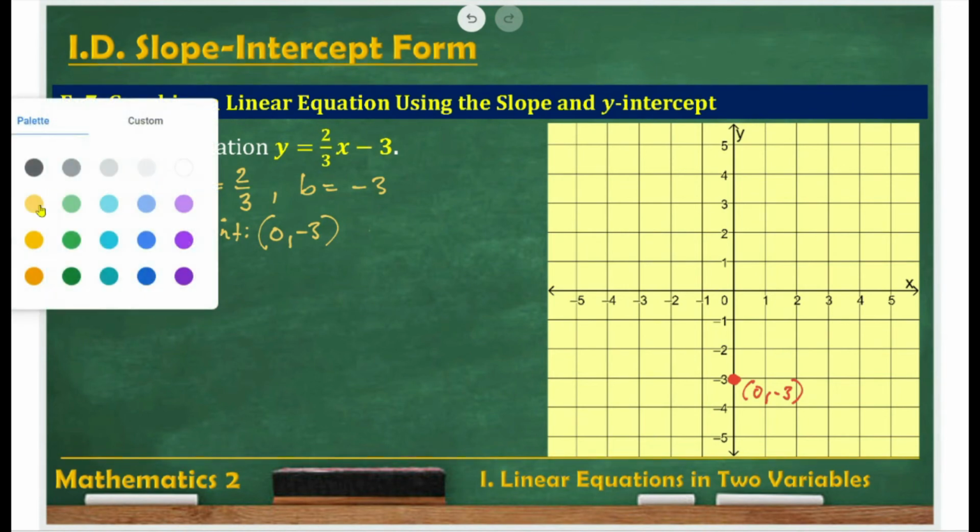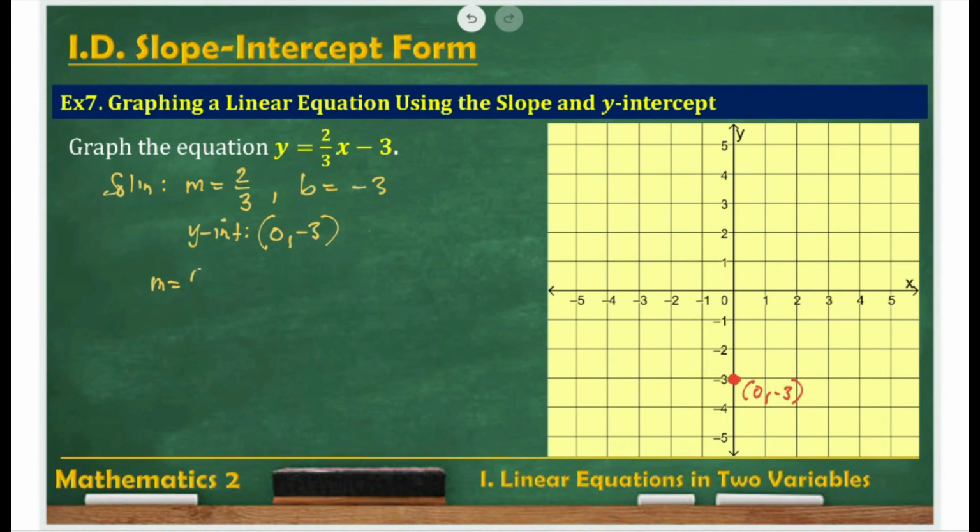To be able to do that, we can make use of the slope and its definition that m is equal to rise over run to find the second point on the line. So take note, rise means how many units you move up or down from point to point. So this is referring to the change in y values. Whereas for run, it means how many units you move left or right from point to point. So this is the change in x values.